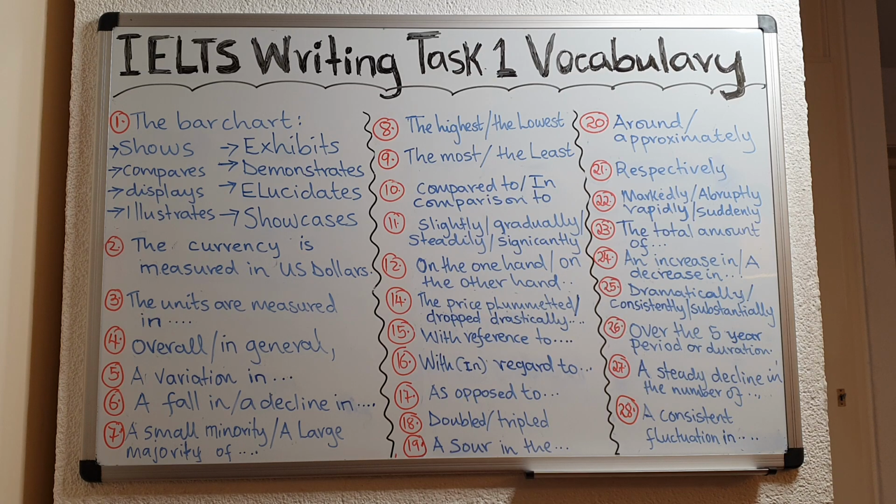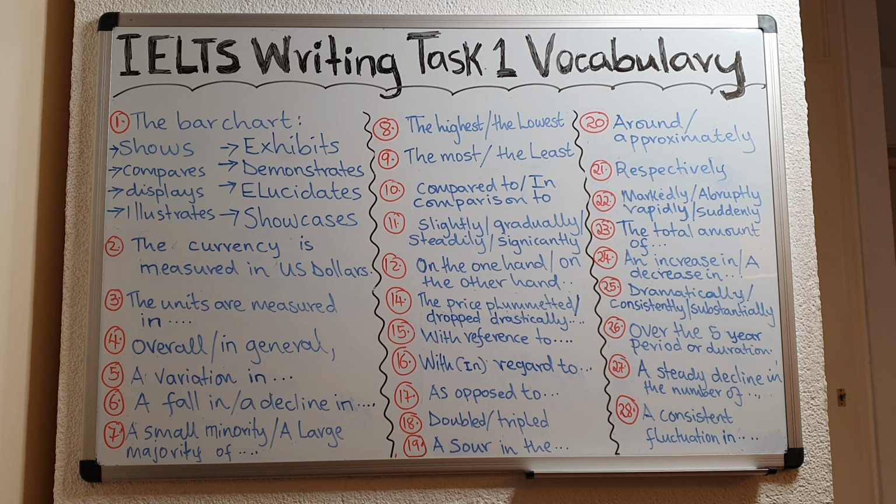Slightly. So you can say that the population changed slightly between the year 2019 and the year 2020. So the population changed slightly. It means that the population did not grow a lot. It was very minimal.